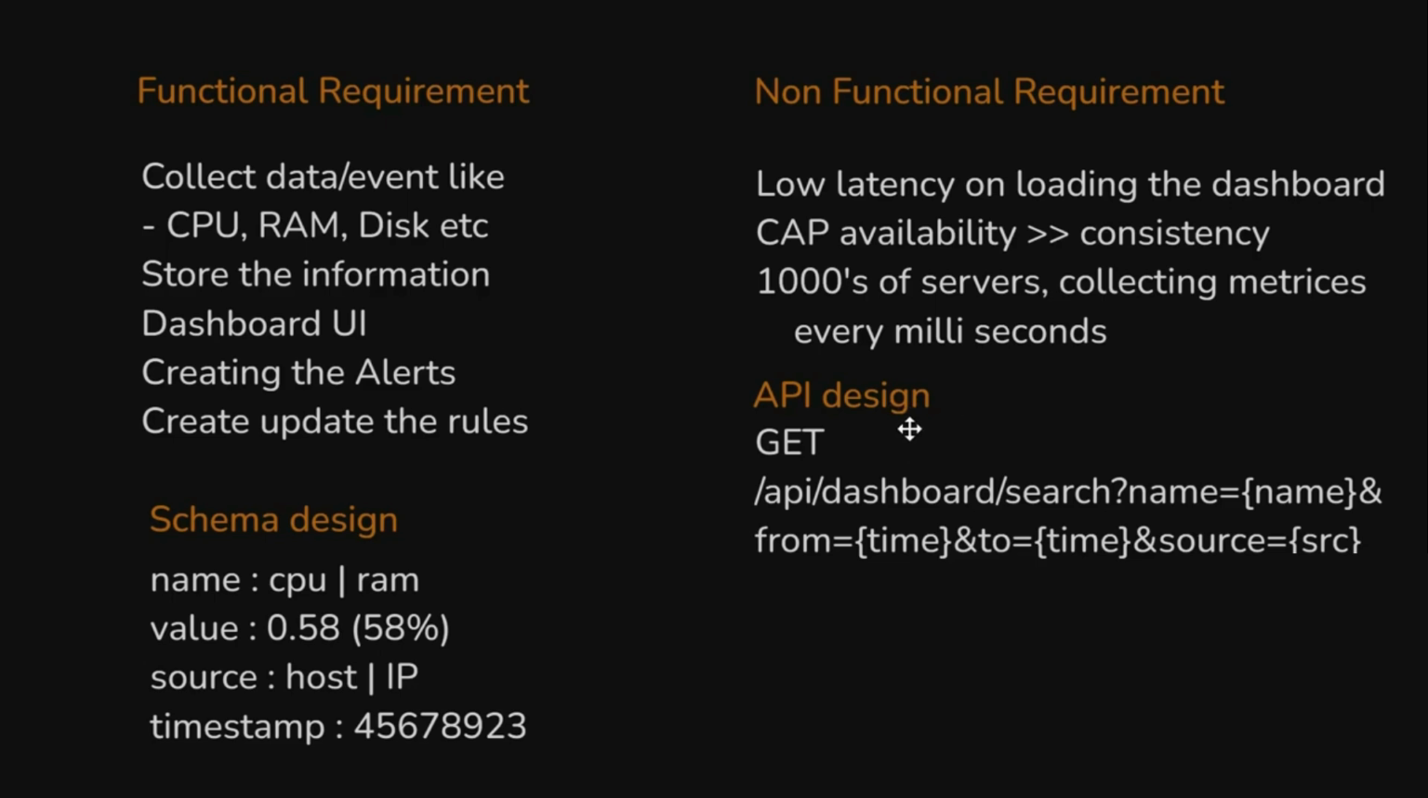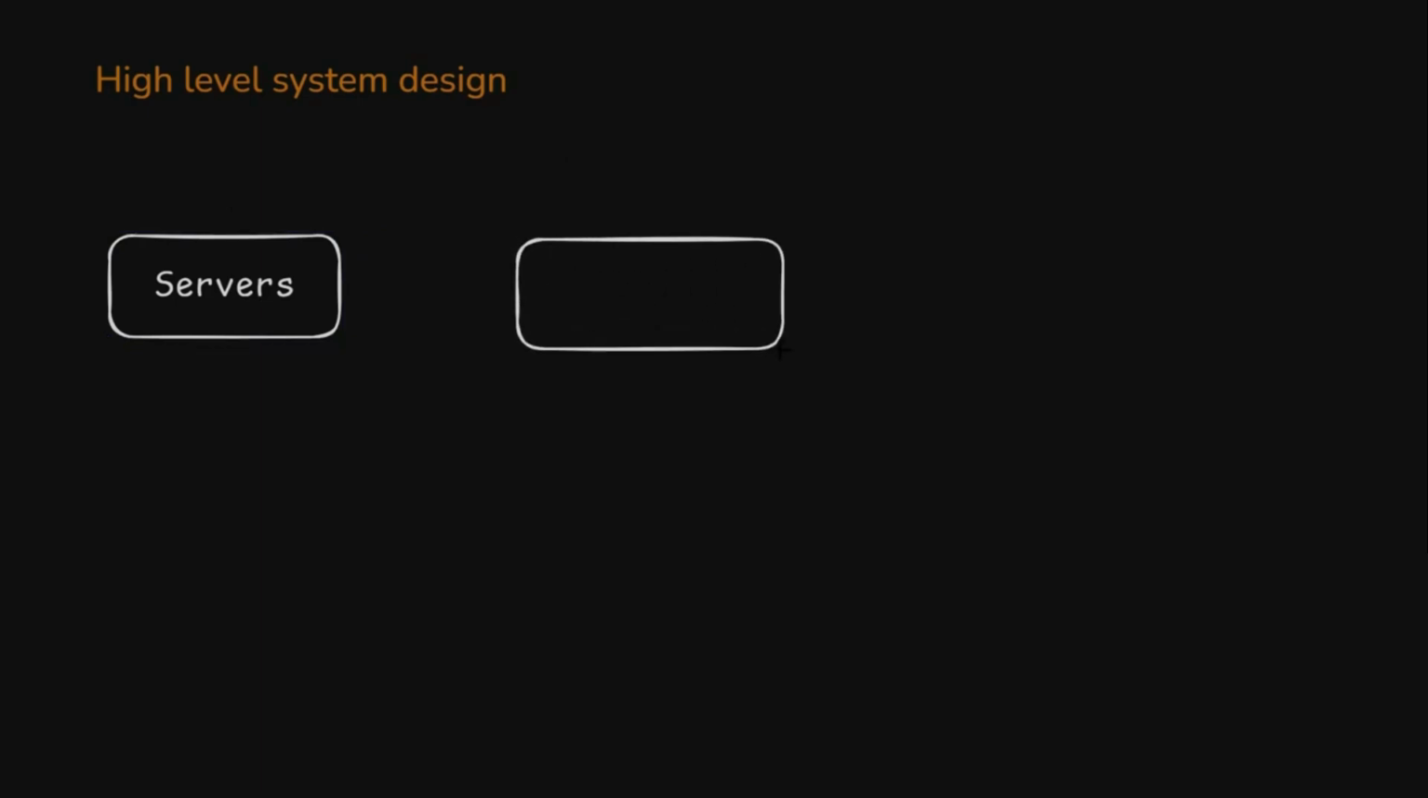However, this is good to start with the system design approach, and let's get into our next step, which is a high level system design. In high level system design, let's start with something simple. Let's say we have servers which are emitting these metrics, or rather we are collecting these metrics like CPU, RAM, disk utilization.